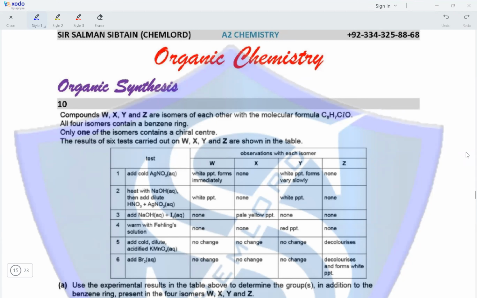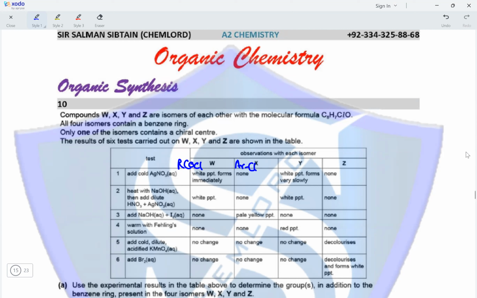So add cold AgNO3. If chlorine can be given, or chloride ions can be released, then we can have the presence of acyl chloride. So a white precipitate forms immediately. So this is acyl chloride. RCOCl is present in W. No reaction with X. So if chlorine is not released, that means this is aryl chloride. Chlorine is on the aromatic ring.